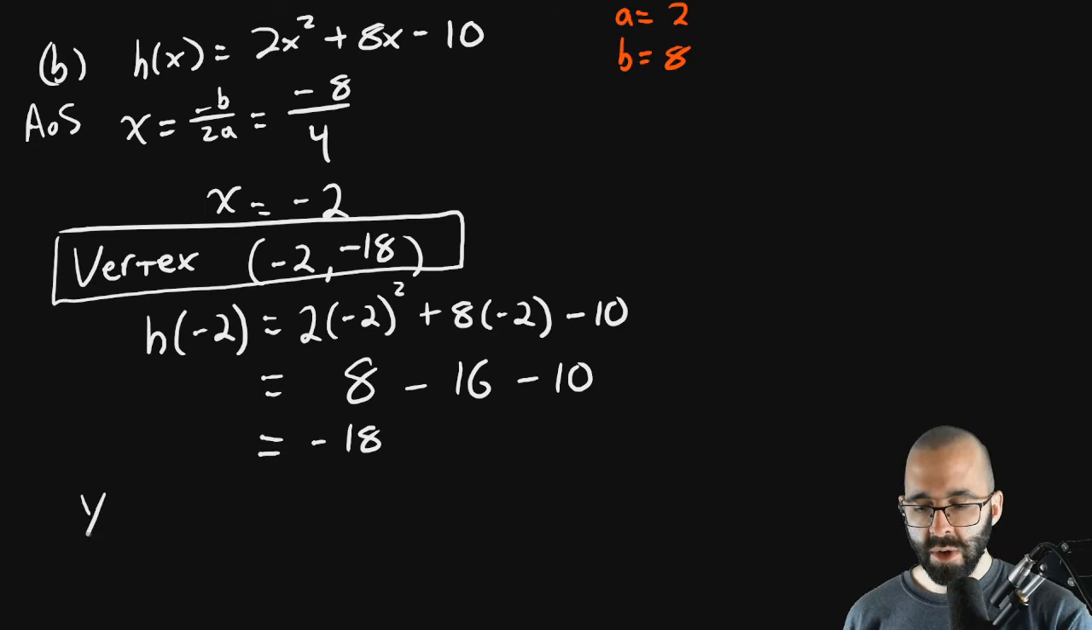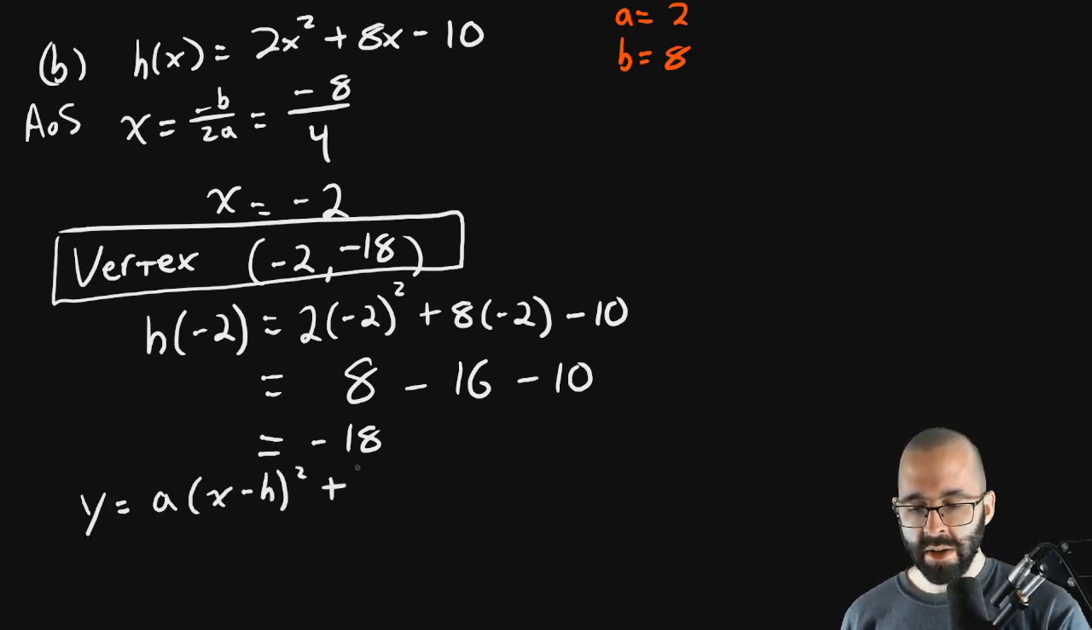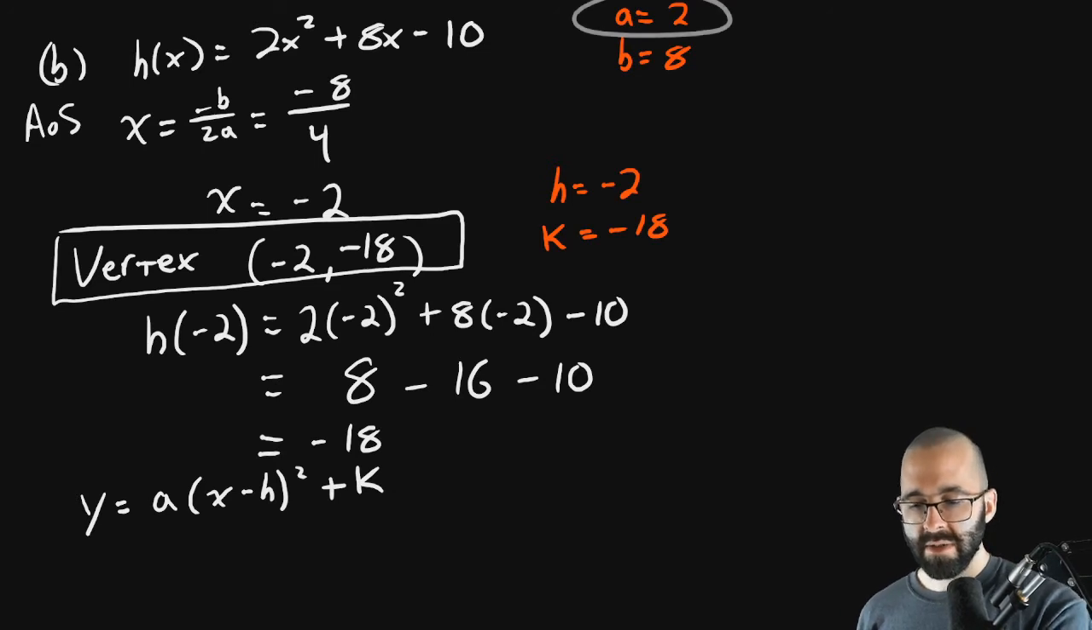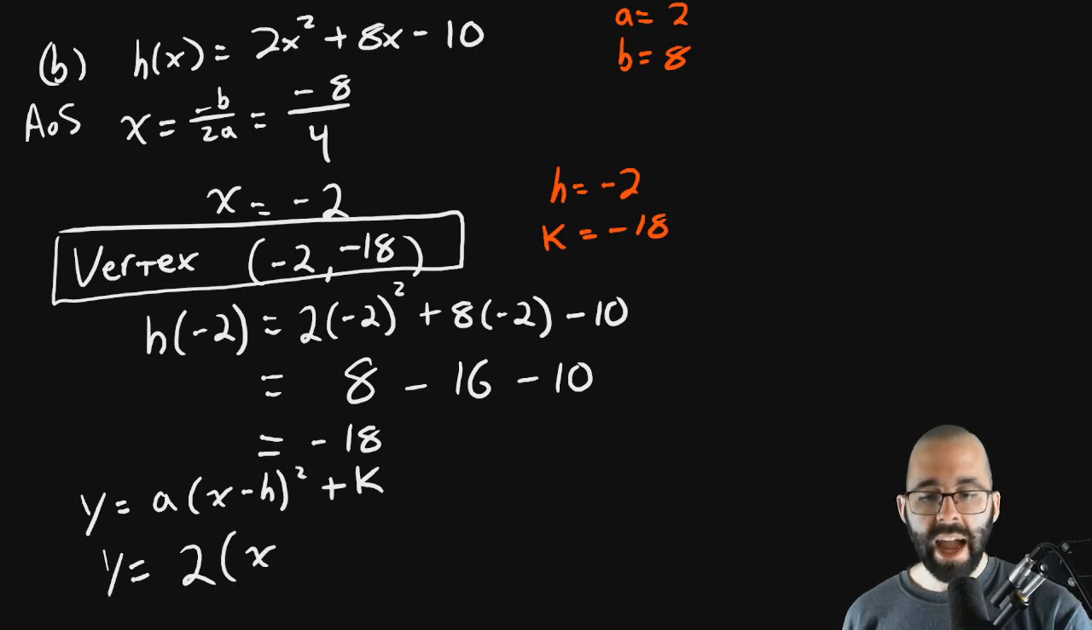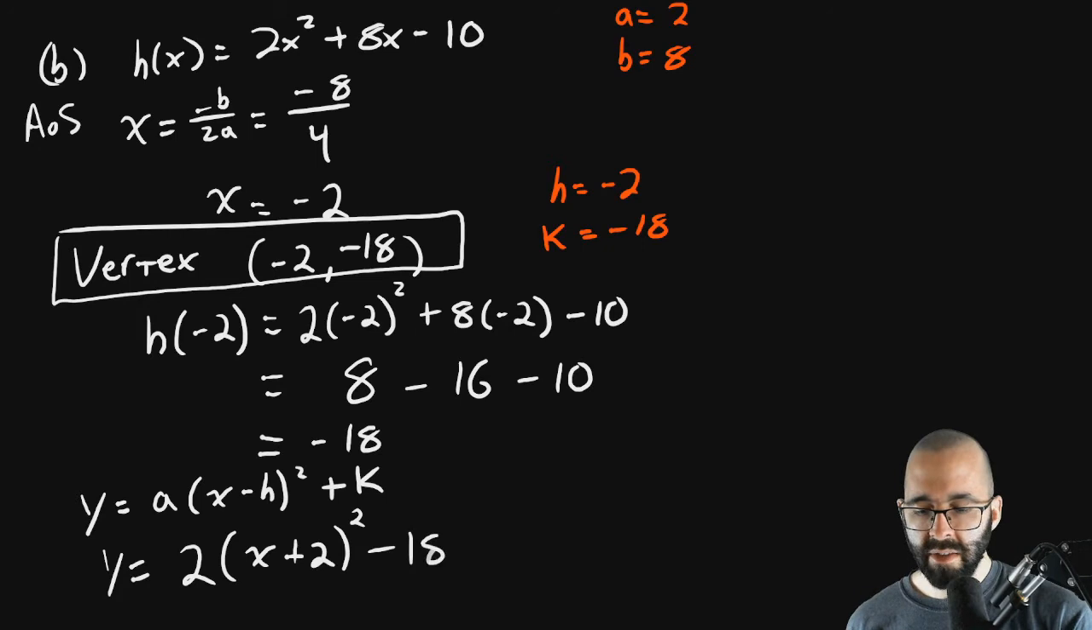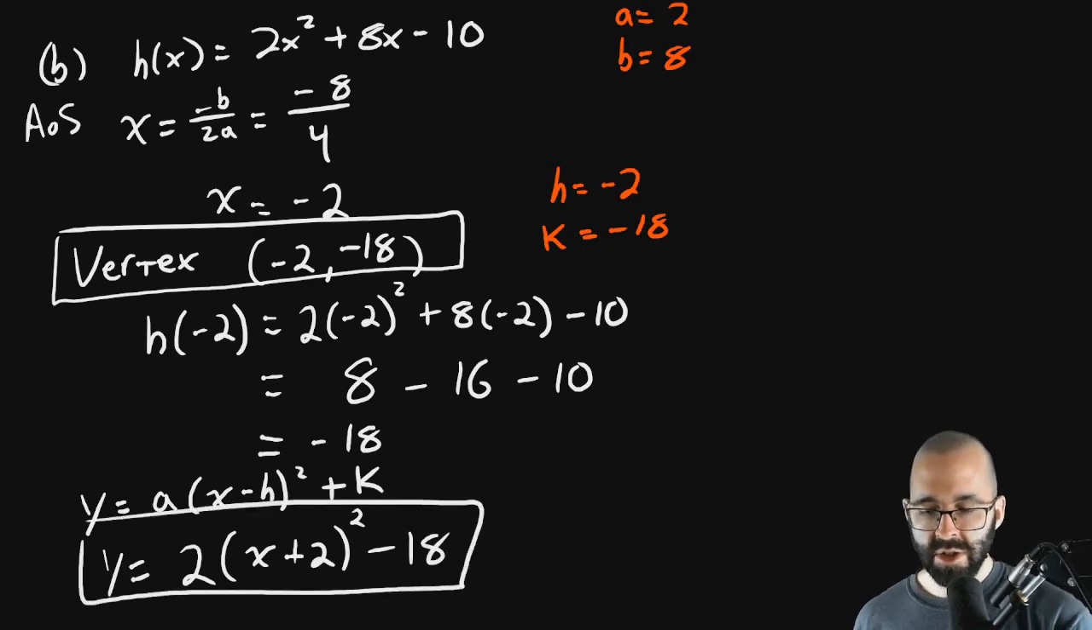Next, vertex form says it's going to be y equals a times x minus h squared plus k. Well, h is negative 2. K is negative 18. It's just the coordinates of the vertex. And a, we said, was positive 2. This becomes y equals 2 times x minus a negative 2 is x plus 2. Subtracting a negative is adding a positive. Plus k, k is negative 18. This should be our answer.